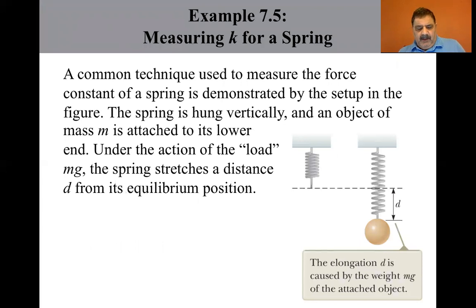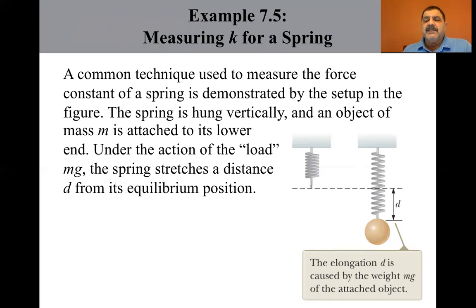Now, a common technique used to measure the force constant of a spring is demonstrated by the setup in the figure. We will do this in the lab. The spring is hung vertically and an object of mass m is attached to its lower end. Under the action of the load, mg, the spring stretches a distance d from its equilibrium position. So in the little block it says the elongation d is caused by the weight mg of the attached object.